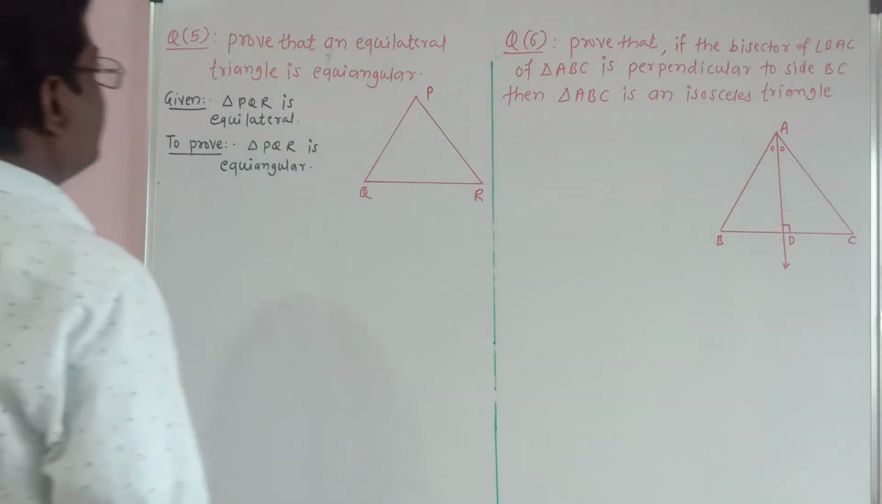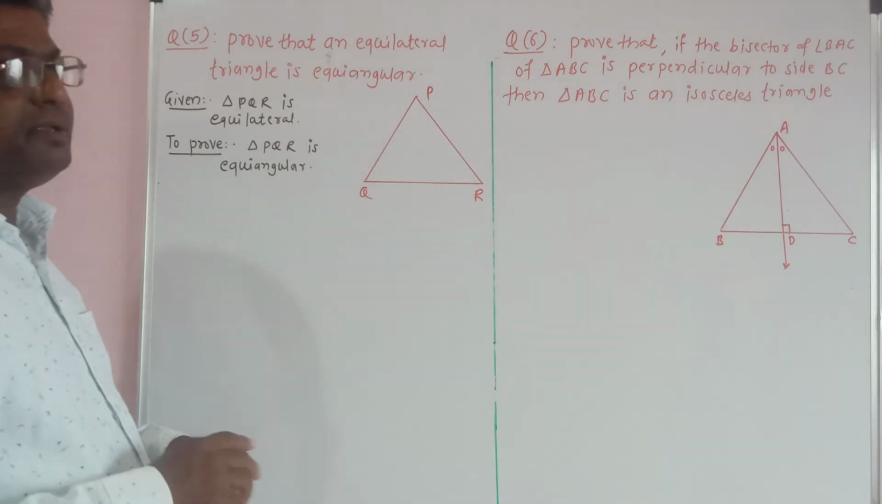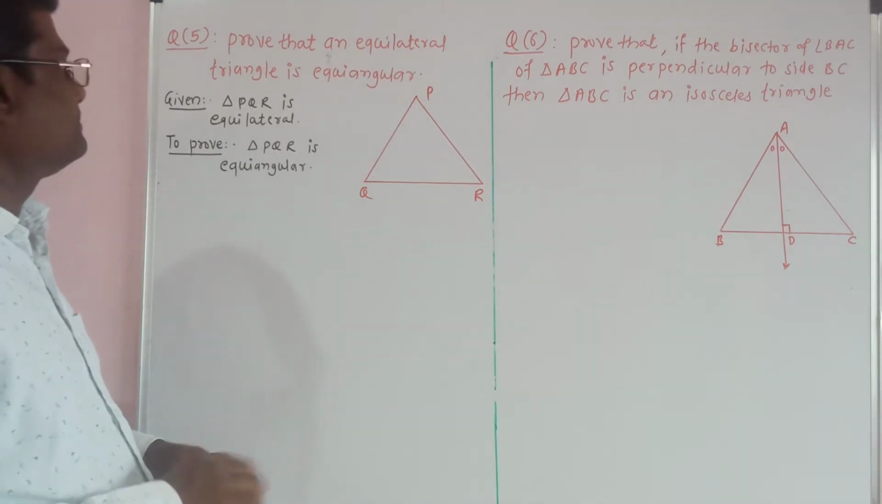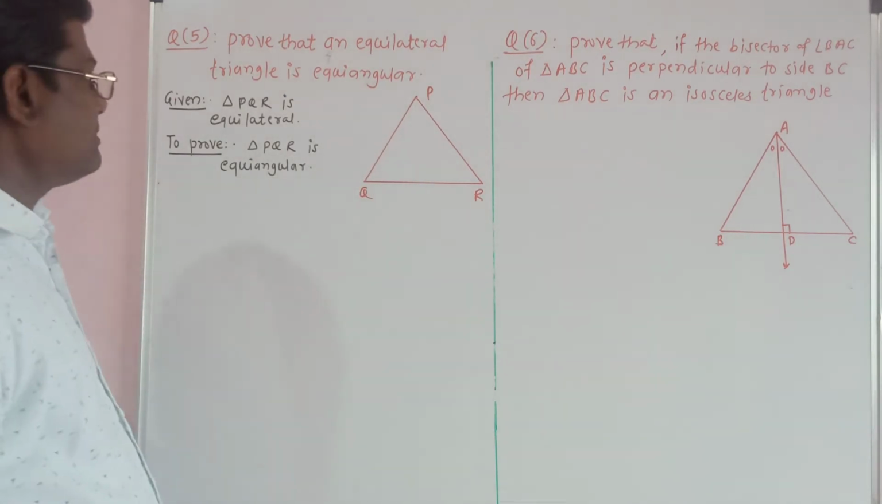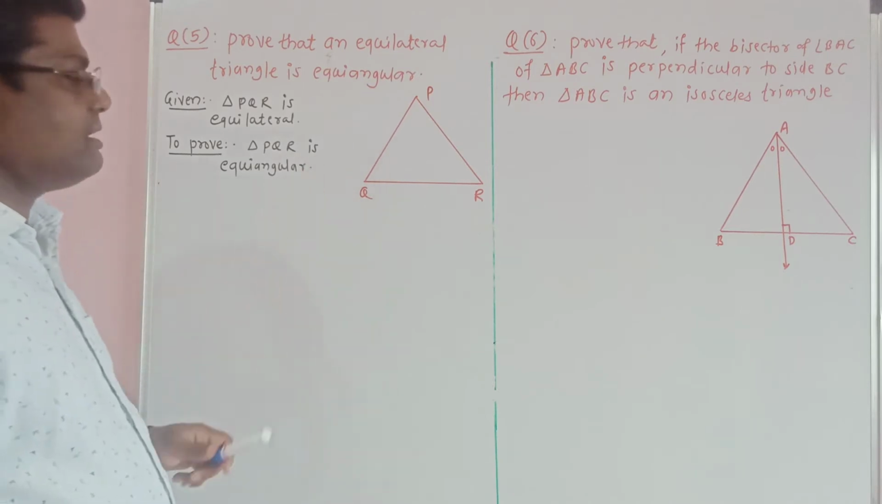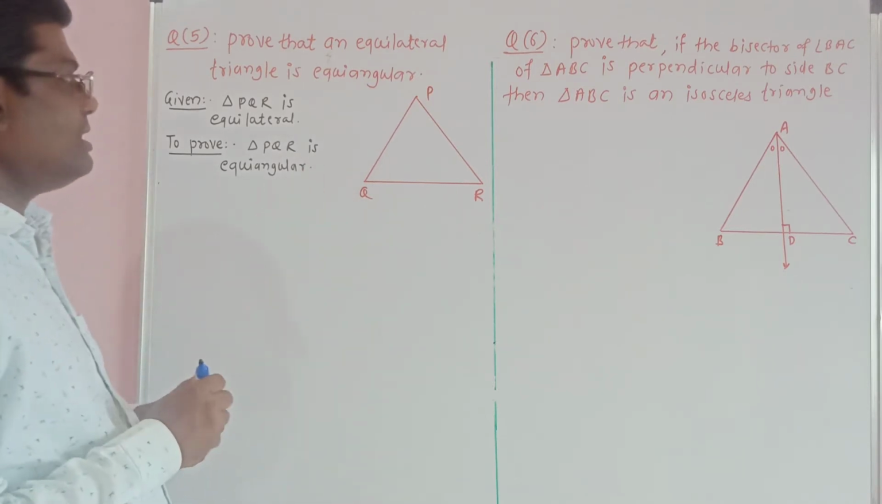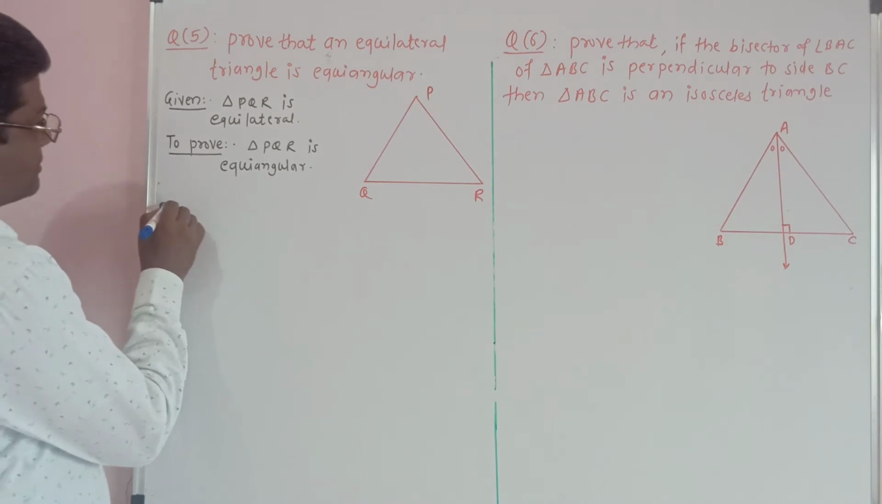Question number 5. Prove that an equilateral triangle is equiangular. Given: triangle PQR is an equilateral triangle, and we have to prove that triangle PQR is equiangular. Now let's prove.